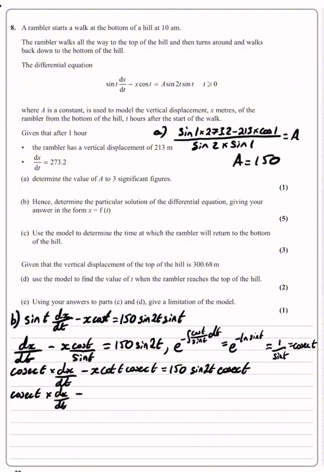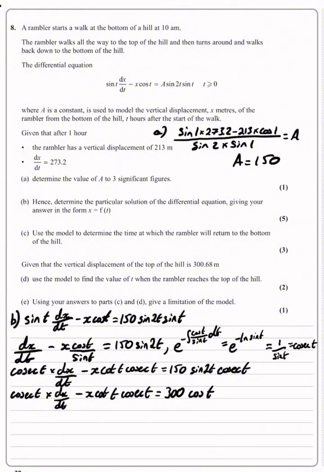Just tidying that up a little bit now. So cosec t times dx by dt, subtract x cot t cosec t is going to equal sine 2t is 2 sine t cos t, so it's going to be 300 sine t cos t cosec t. The sine t and the cosec t will cancel, so we get 300 cos of t.